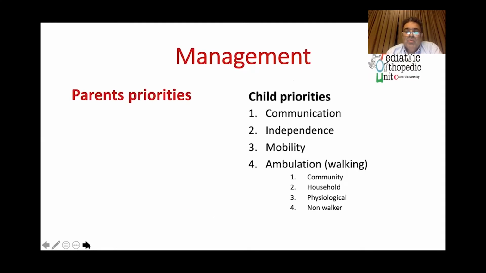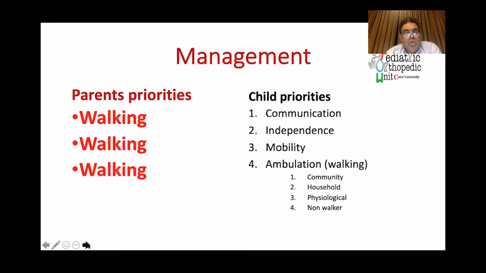To manage the cerebral palsy child, we should know the priorities of what CP children need. Most of the parents, when you ask them what they need for their child, ask for walking, and then walking in a better position, and then walking better and better. Concerning what the child needs, mainly he needs first to communicate well in the community, to be independent and do most of the daily activity without help.